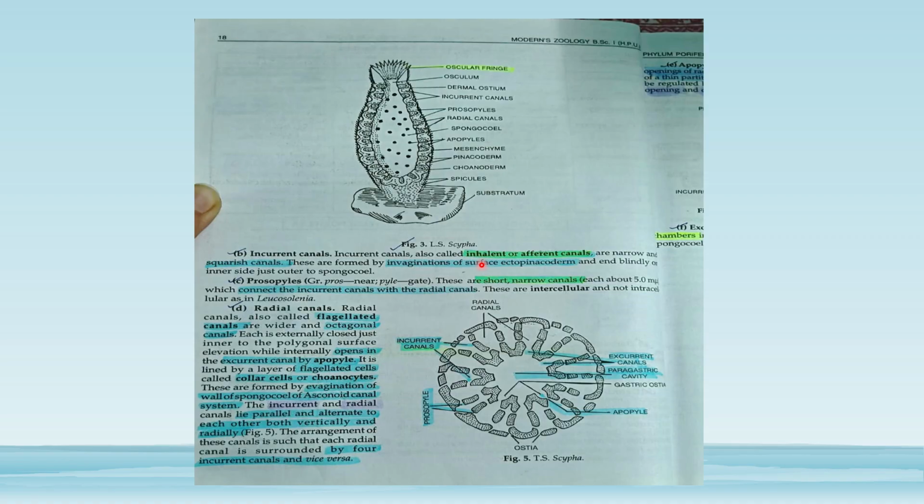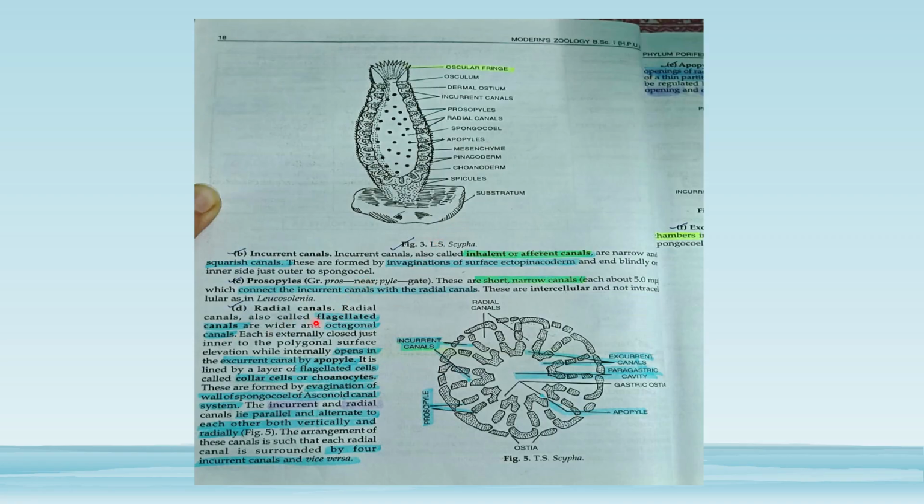इनकरेंट कैनाल्स क्या होते हैं? इनकरेंट कैनाल्स होते हैं इनहेलेंट या एफरेंट कैनाल्स आर नैरो एंड एक्वेरिश कैनाल्स, स्क्वेरिश, दे आर स्क्वायर शेप. They are formed by invaginations of the surface. Of which surface? Ectopinacoderm and the end binding inner surface just out spongiocoel.